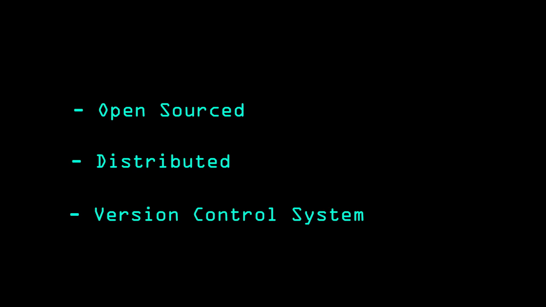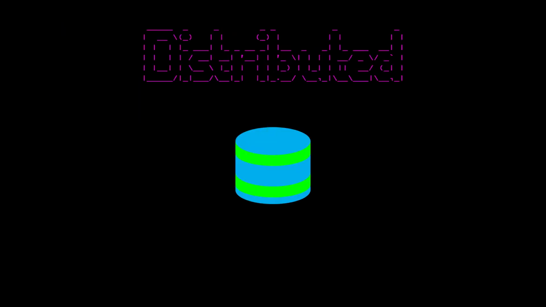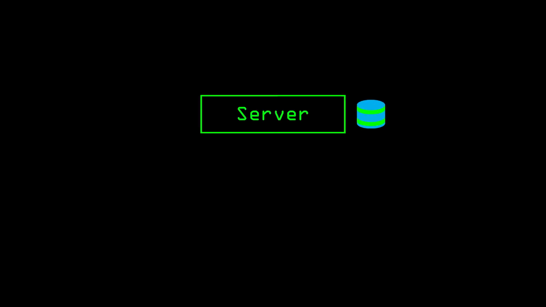Okay, but what is a distributed version control system? So version control systems come in two main flavors, centralized and distributed. Let's take a look at a diagram of what those both look like. No matter what, we've got a server that holds our remote repository. We've also got our developers working through a program that lets them access the server. This program is called a client.